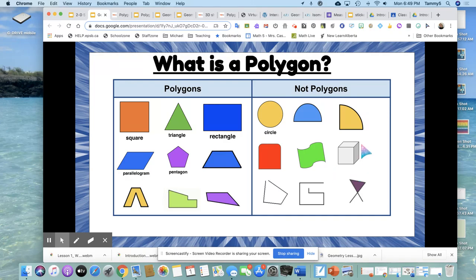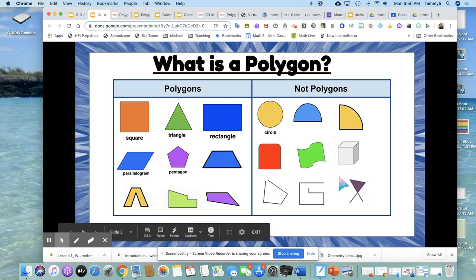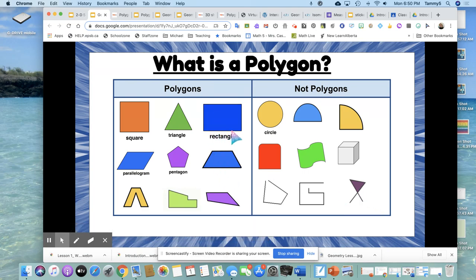A cube is a 3D object. All 3D objects are not polygons. Polygons have to be two-dimensional or 2D. If you take a look at these last non-examples down below, you'll see that the lines do not join. Polygons have to have straight edges that join together. So let's see if we can come up with the definition. A polygon is a closed 2D shape that has straight sides.